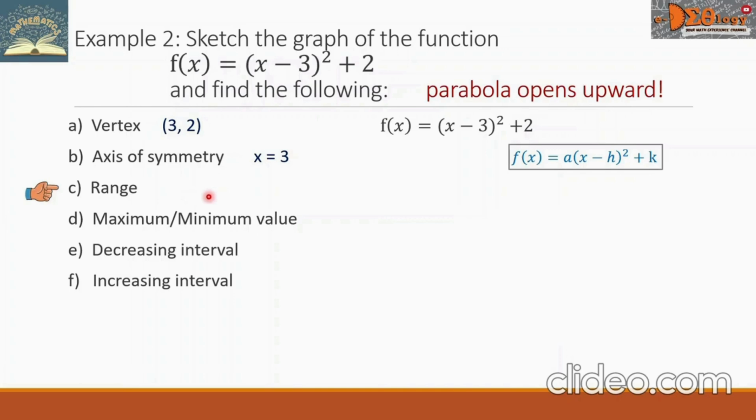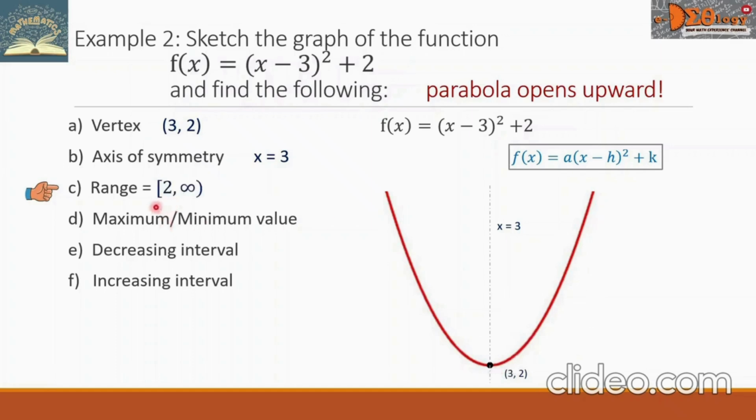Before we put the range, let us try to figure out the parabola. It is opening upward. The vertex is the point (3, 2). And the axis of symmetry is here, the line x equals 3. Now look at the range. Range means these are the possible values for the y. So it starts from here going up. So the range will be from 2, that is closed, up to positive infinity. That means going up.